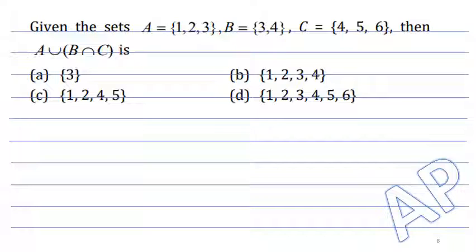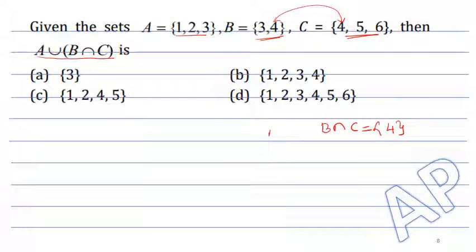Given the sets A equals 1, 2, 3, B equals 3, 4, C is equal to 4, 5, 6, then A union B intersection C is. So here B intersection C means the common element between B and C. Common element between B and C is 4 here. So B intersection C is singleton set 4.